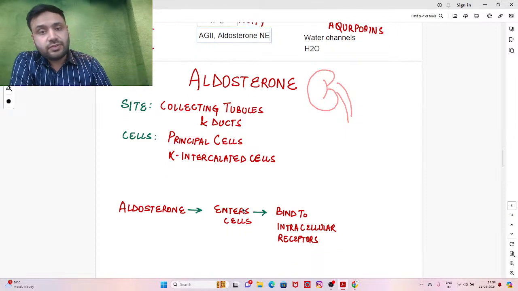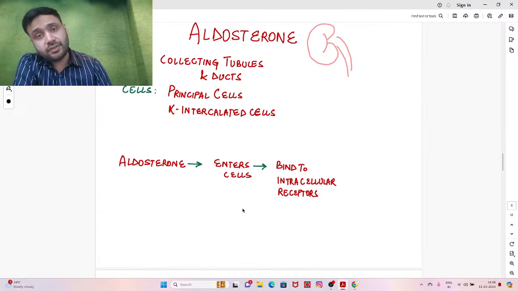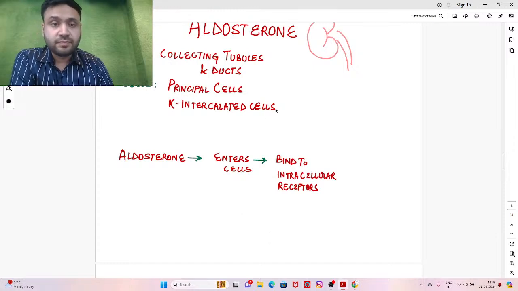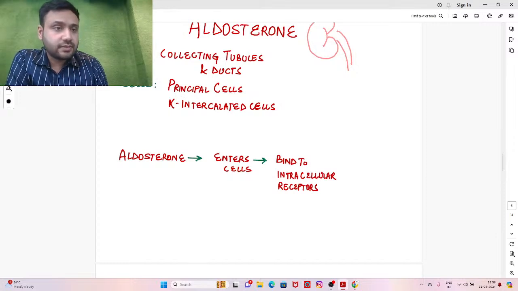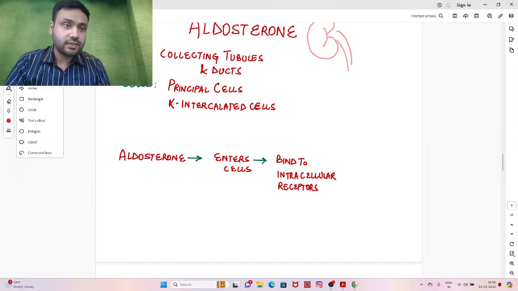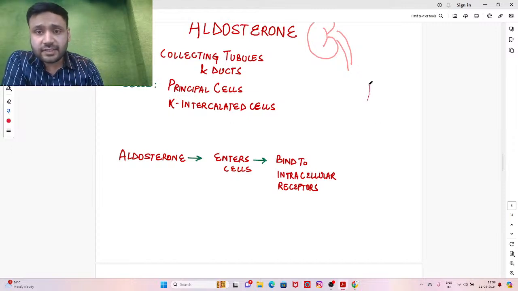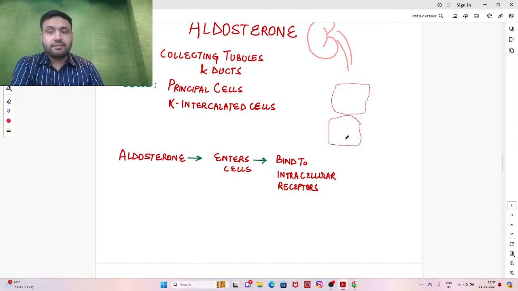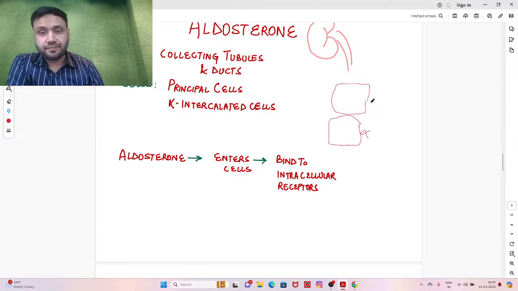The site of action for aldosterone is the collecting tubules or collecting ducts. So what do these collecting tubules and collecting ducts have? They have two kinds of cells. The first is the principal cell. The second cell that is important to study is the alpha intercalated cell. So this is the principal cell and this is the alpha intercalated cell.